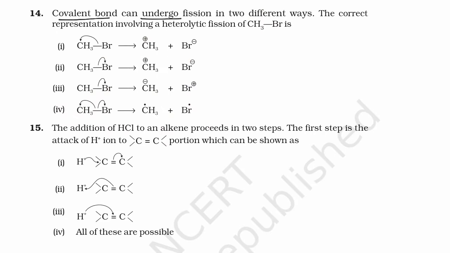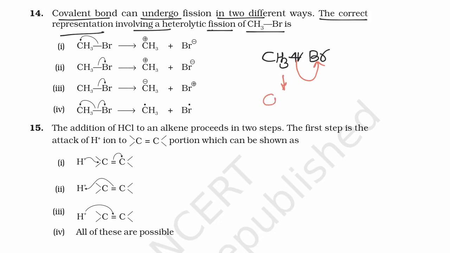Covalent bonds undergo fission in two different types. Which is the correct representation involving heterolytic bond fission of the carbon-bromine bond? So now in the carbon-bromine bond, bromine is more electronegative than carbon. So during shifting of the bond, the electrons will be shifted towards the more electronegative atom, so that a carbocation is formed along with the formation of Br negative, and hence the correct answer is 2.